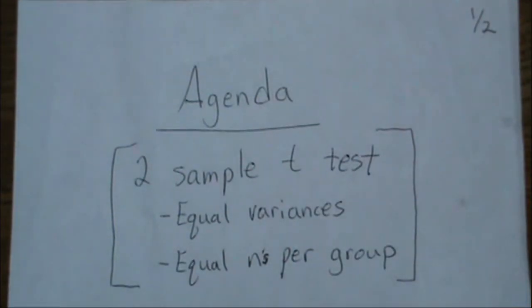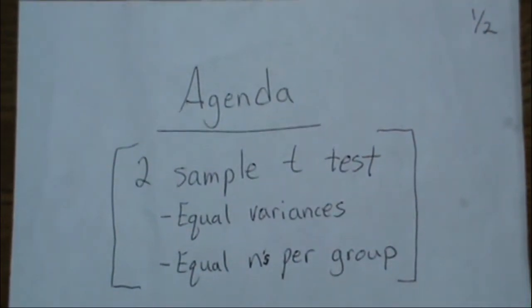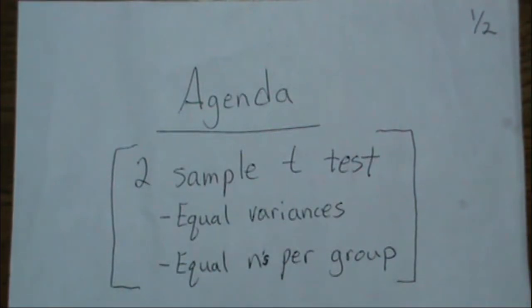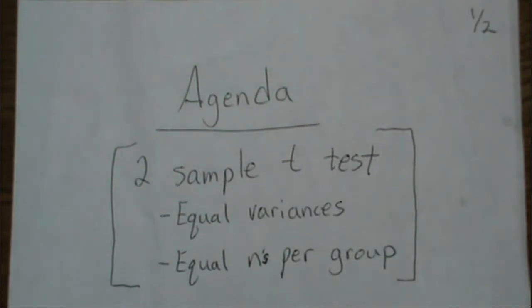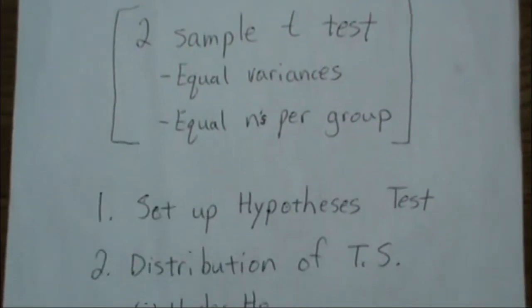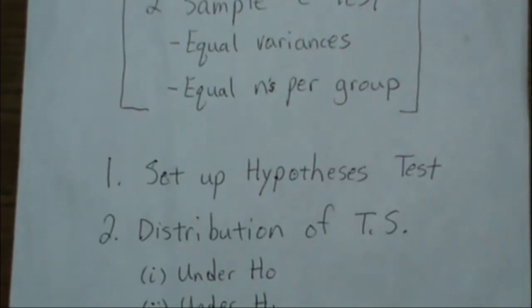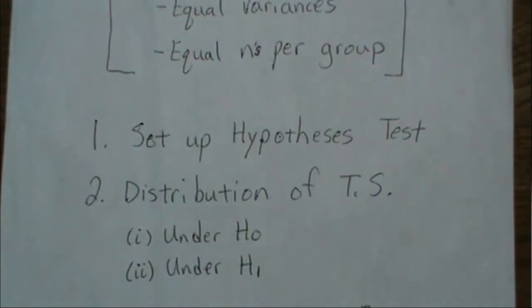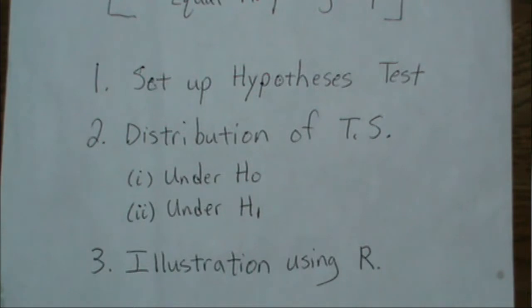The agenda for this video is as follows. We're going to look at the two sample t-test with equal variances between the two populations and equal n's per group. We're going to set up the hypothesis. We're going to look at the distribution of the test statistic under the null and alternative hypothesis, and then we're going to illustrate these concepts in R.